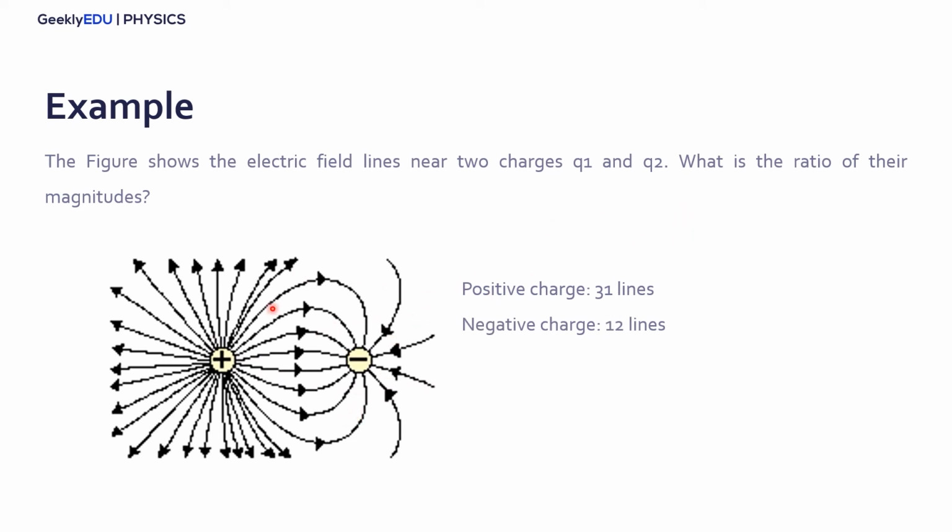So to calculate the ratio, we can just divide 31 by 12. And we have that this ratio is approximately 2.6. And it means that the electric field associated with this positive charge, in this case, is 2.6 times greater than the electric field of the negative charge.